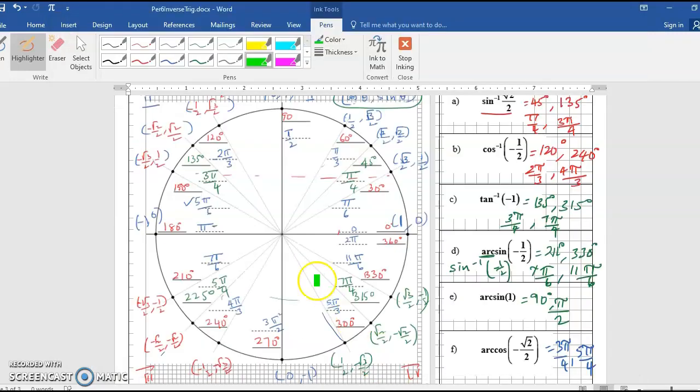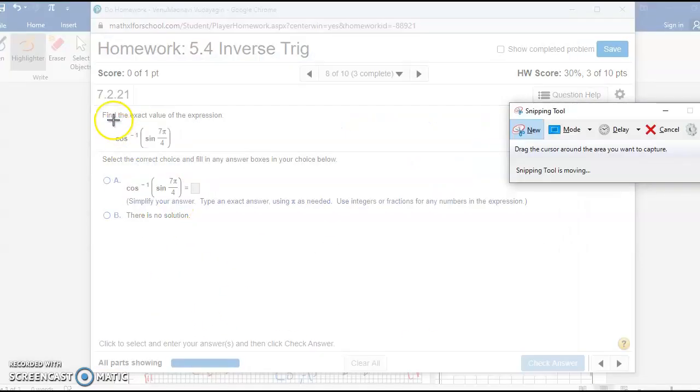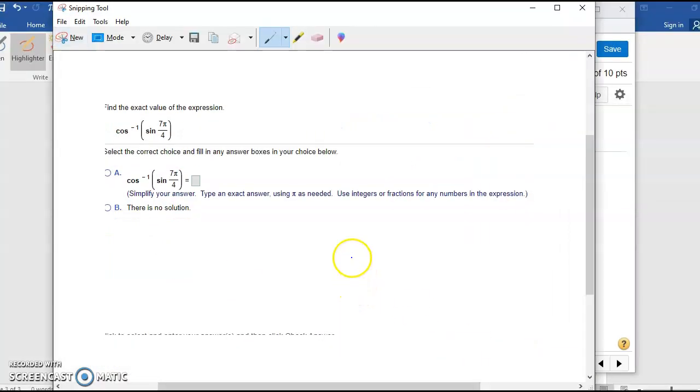Okay, next, here we have sine of 7 pi over 4. You have to look into the unit circle. That's the reason why it's so important for you all to memorize the unit circle. Sine of 7 pi over 4 is negative root 2 over 2. Let's snip this. Here we have sine 7 pi over 4 is negative root 2 over 2. Let's write that down.